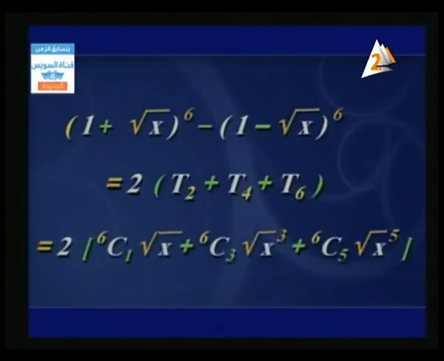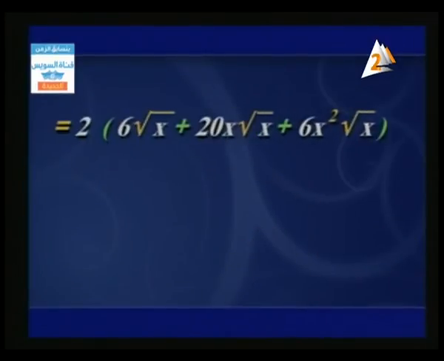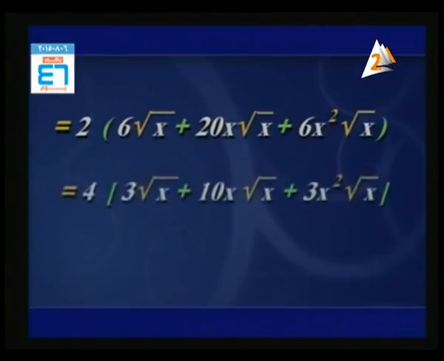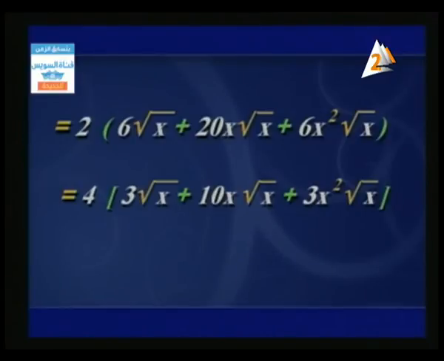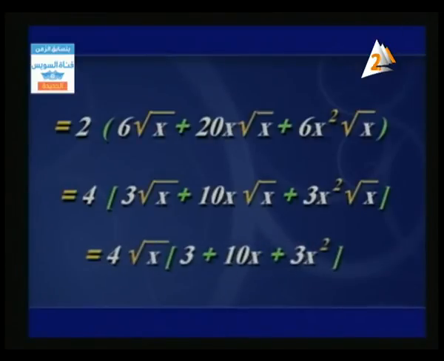Equals 2 times (6C1 √x + 6C3 (√x)³ + 6C5 (√x)^5), equals 2(6√x + 20x√x + 6x²√x), equals 4 times (3√x + 10x√x + 3x²√x), equals 4√x times (3 + 10x + 3x²).